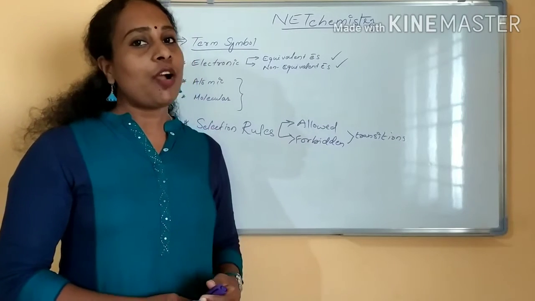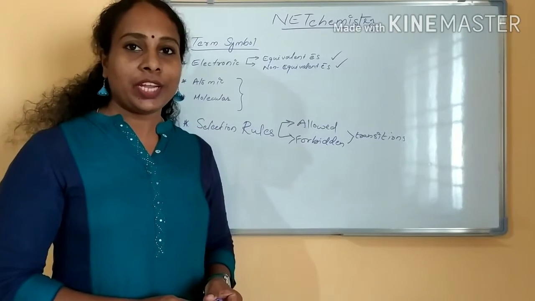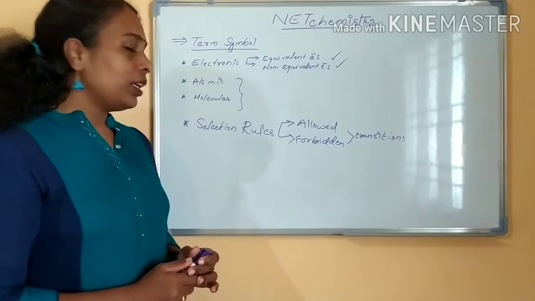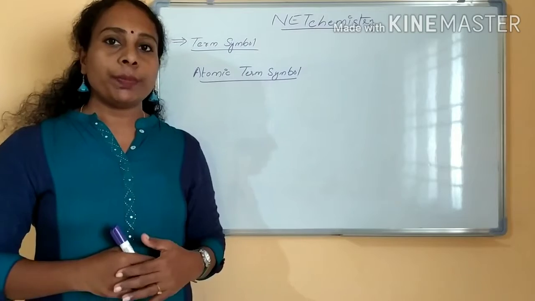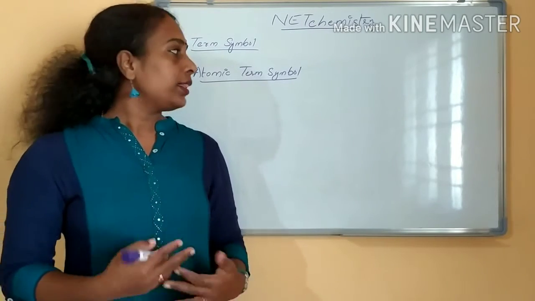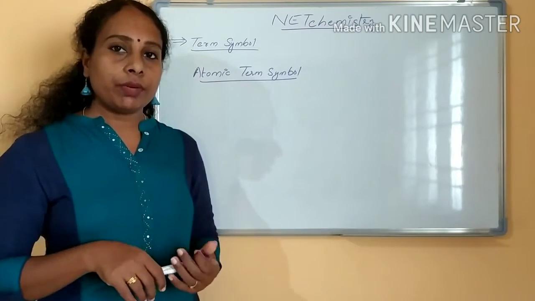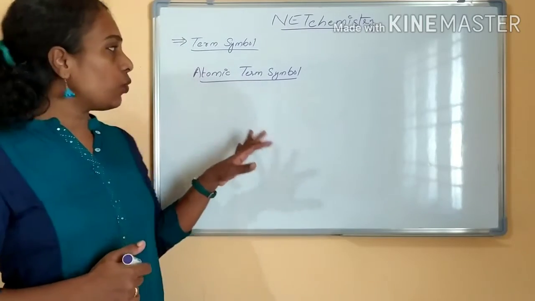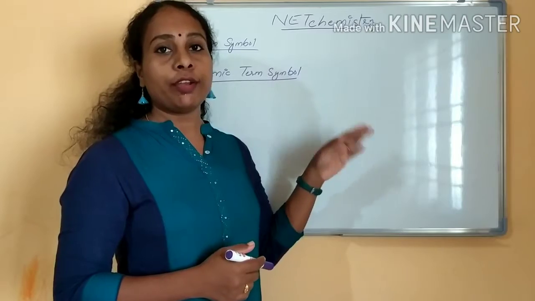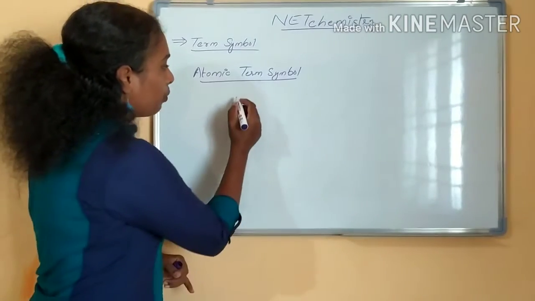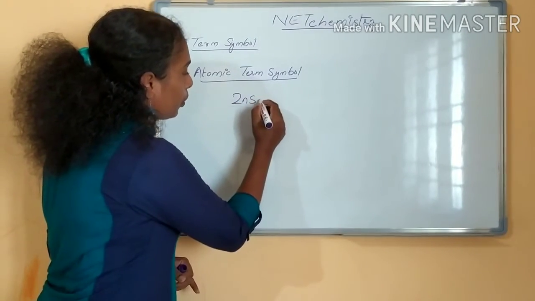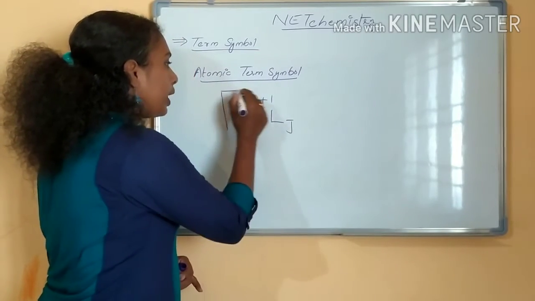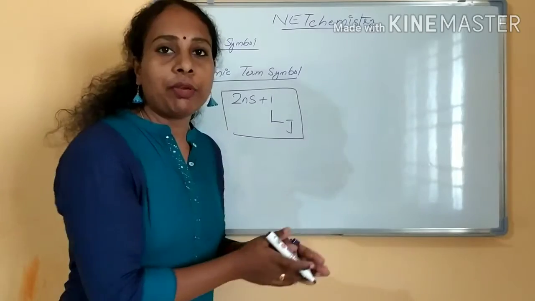Today we will see how to predict the atomic term symbol. So we will start with the atomic term symbol today. Let us begin. How to predict the atomic term symbol? We have seen one formula for the electronic term symbol, 2S plus 1 L J. The same way we will see the formula to calculate the atomic term symbol. This is the formula: 2NS plus 1 L J. This is the formula to calculate atomic term symbol.